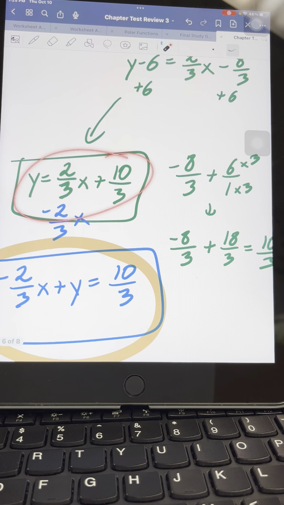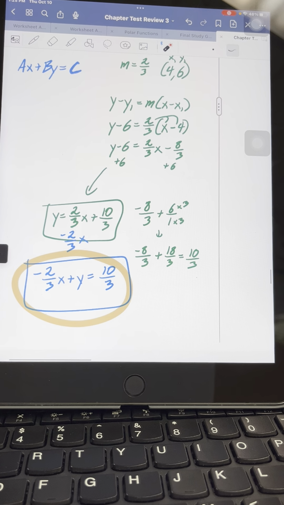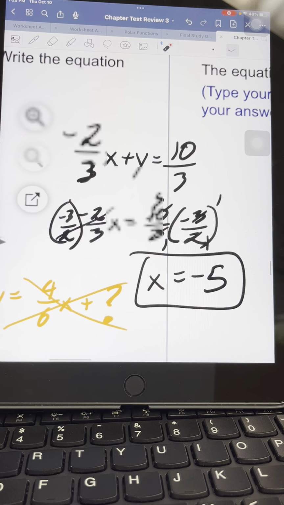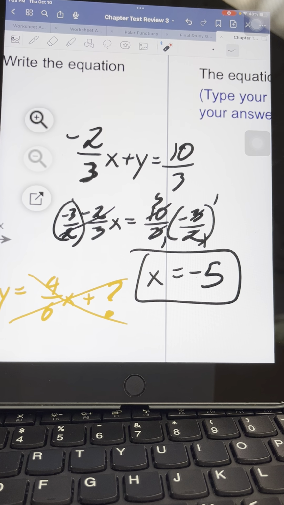Now, once we got the standard form, we wanted to check. And how do we check standard form? We use the block method. Let's do the y first. The y-intercept is the value of y when x equals 0. So what's negative 2 over 3 times 0? Just 0. So this gets canceled out. And now what's my y? Y equals 10 over 3, which is 3.33. And it ended up being there, 3.33.